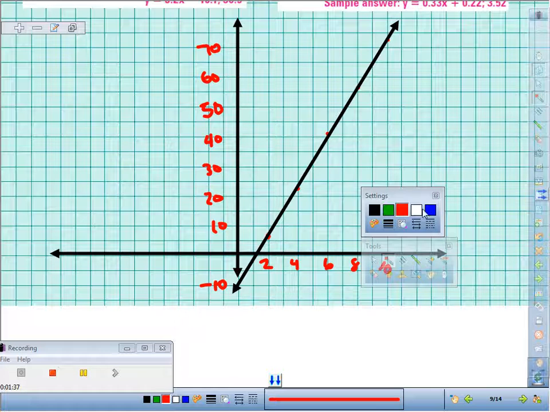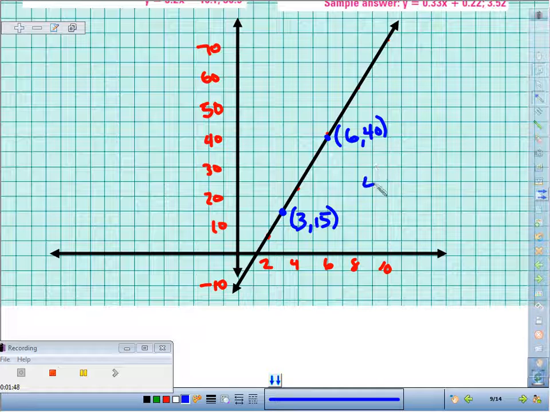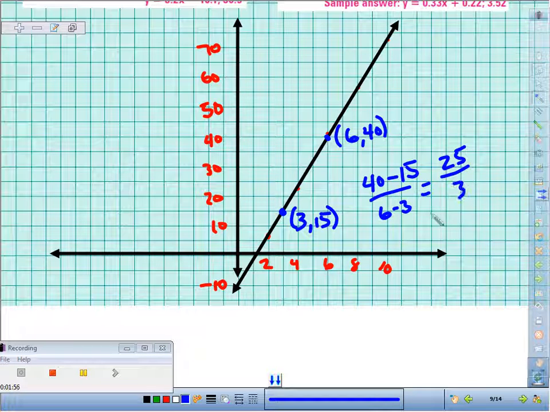And then we need our slope. So I'm going to pick 2 points I can see clearly. Maybe I'll use this one, 3, 15, and maybe I'll use this one, 6, 40. So find your slope. Use your formula, y minus y over x minus x: 40 minus 15 over 6 minus 3. We get 25 over 3, which is a slope of 8 and 1/3, or roughly 8.3.